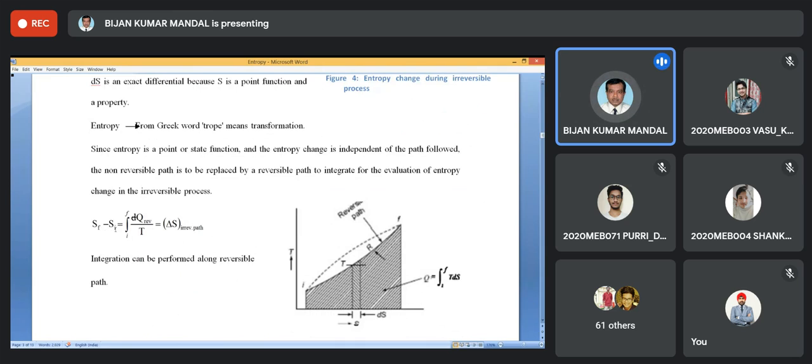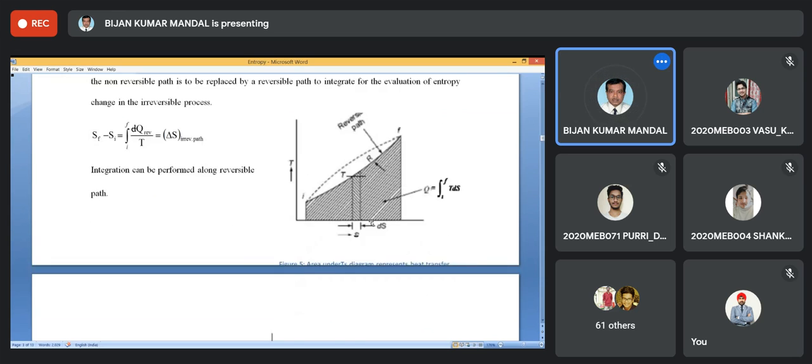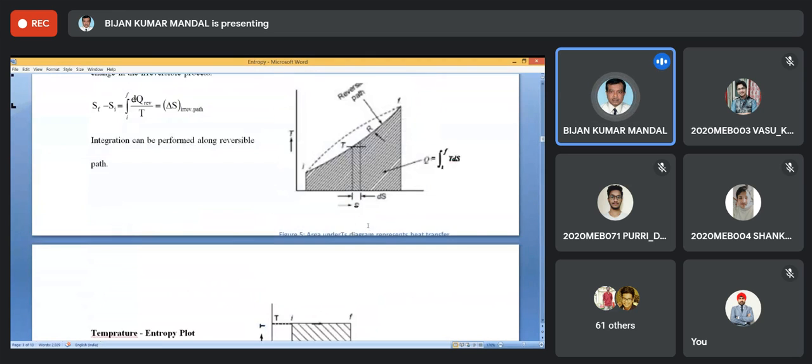So Sf minus Si is equal to the integral of dq reversible by T. We are doing the same thing, and that is also the change in entropy for the reversible path between these two state points. Now, we have shown here this is a reversible path, and this is what is called the irreversible path. We can see that although they are not following the same path, the entropy change is the same because it is a point function.